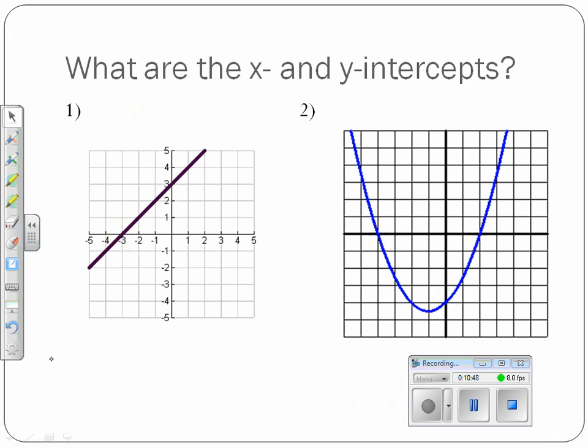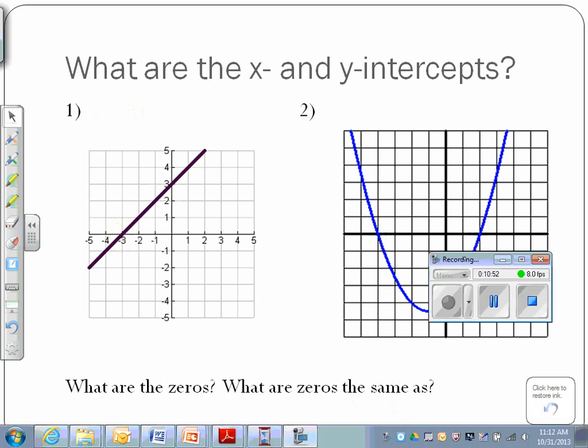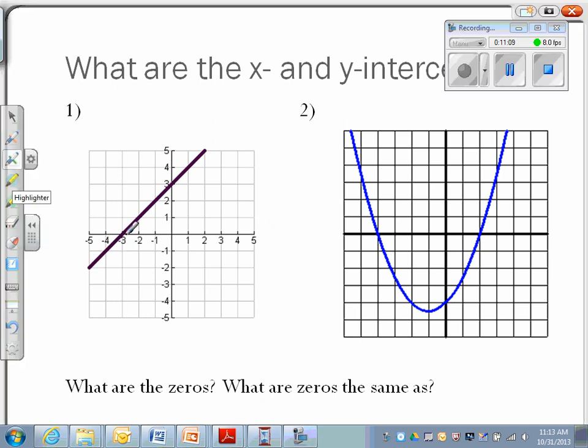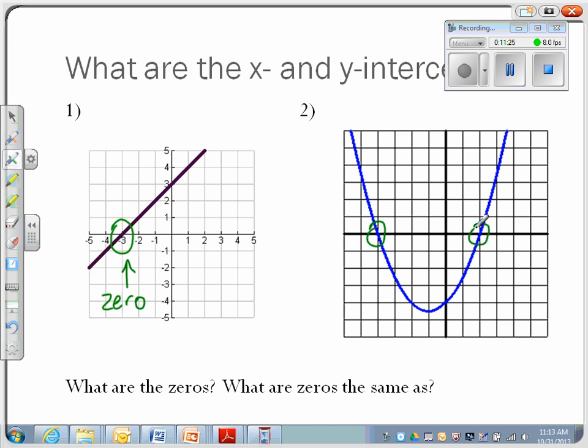Okay, so let me ask this question. What are the zeros of these functions? So if I think back to what we started with defining, what's the zero? The zero is what input has an output value of 0. So for graph number 1, remember we look where the y value is 0, which is along the x-axis. So the 0 would be negative 3. And for this graph number 2, there's two zeros, negative 4 and 2.